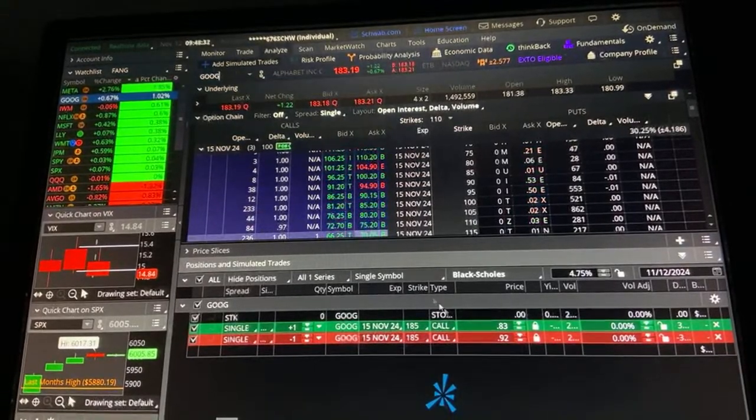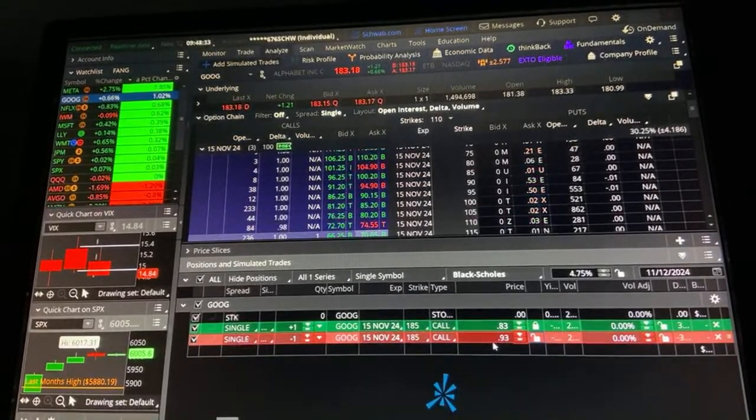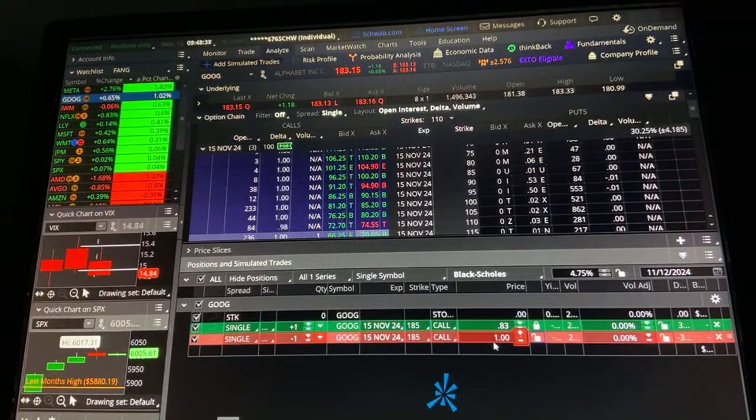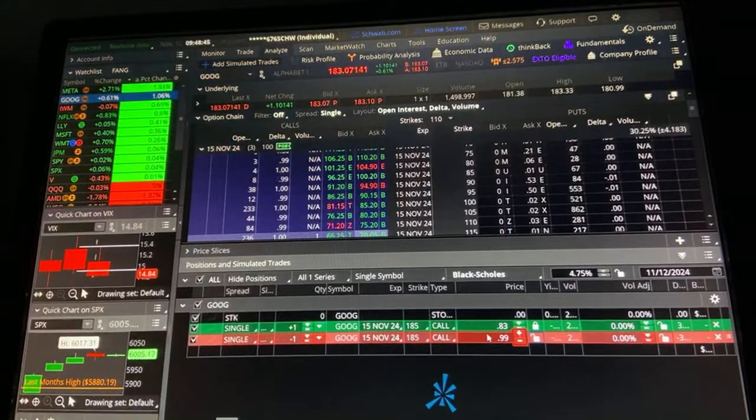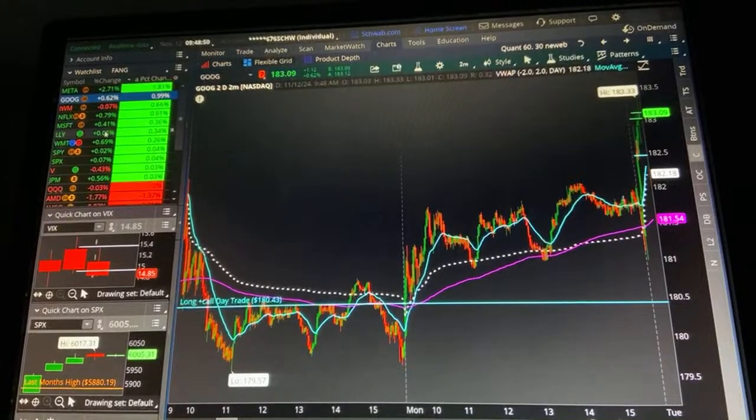All right, I'm out of here, folks. I gotta go. Take preference from Google. Let's see, NVIDIA.